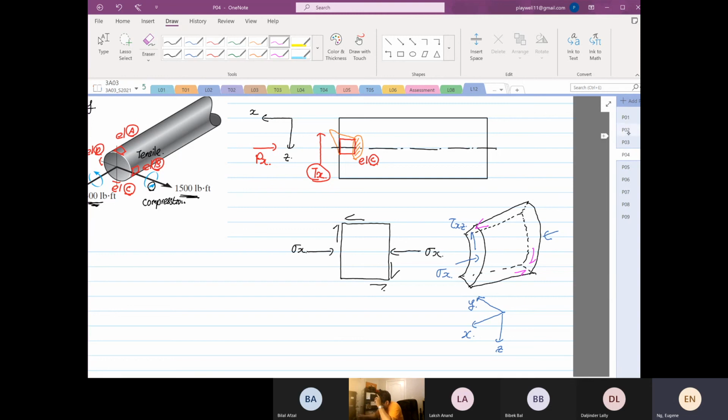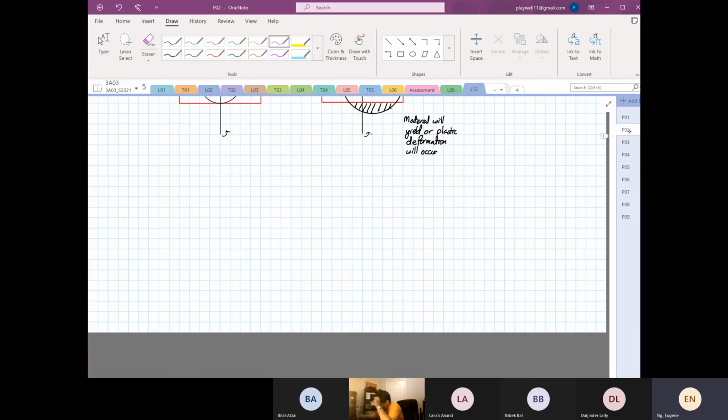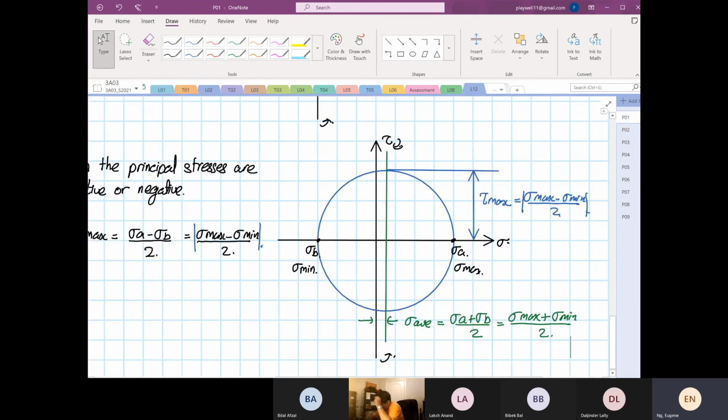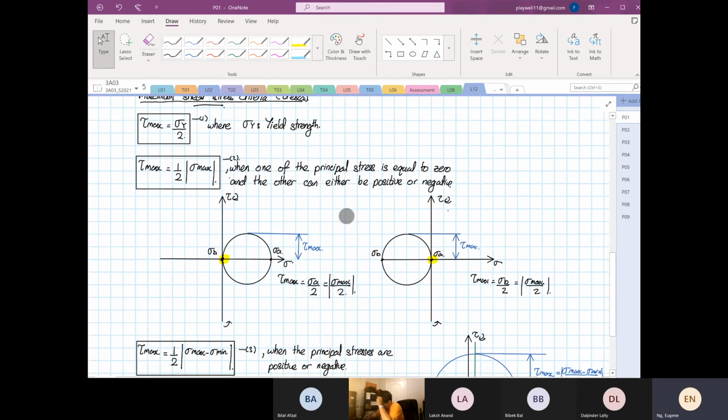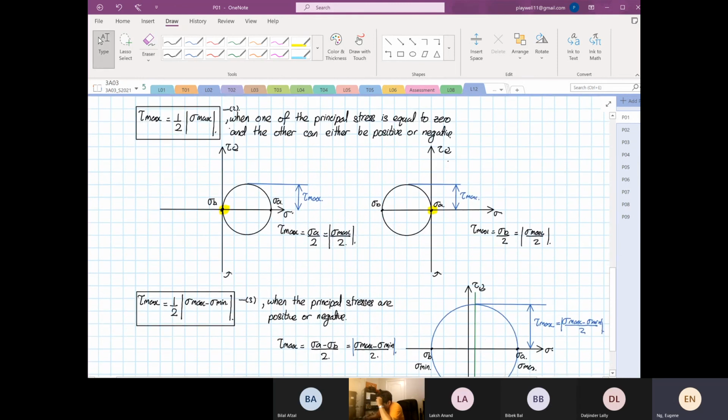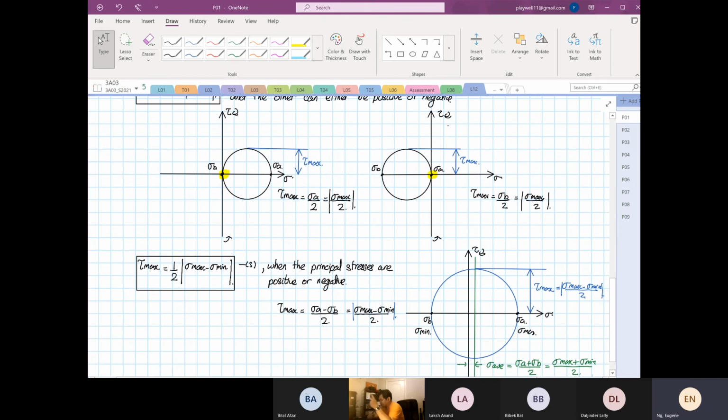Now we have to know what our Mohr circle is. Sketch how our Mohr circle looks like. Why do we have to sketch how our Mohr circle looks like? Because we don't know which condition we are in. We don't know, is it when one of the principal stresses is equal to 0 and the other can either be positive or negative, or when the principal stresses are both positive or both negative. So we have to identify which one we should use. Is it that simple that we can use stress max divided by 2, or we have to find stress max minus stress min divided by 2?